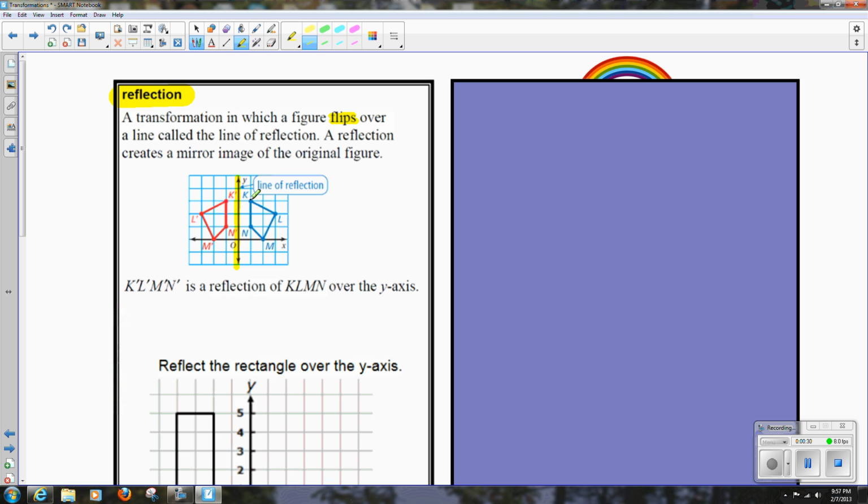So this is the original figure right here, K, L, M, N. And then you can see this figure in red is still K, L, M, N, but they put these little marks by the letters. That's to distinguish the original point from the reflected point. So what do we call those little marks?